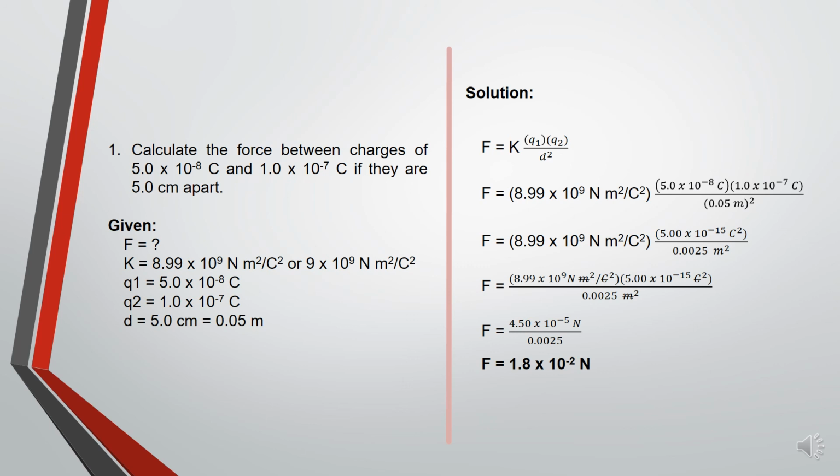And then, i-multiply natin yung value ng nasa numerator natin or yung sa electric charges natin dun sa mismong constant value natin ng Coulomb's. So, we have here 8.99 times 10 raised to 9 Newton meter squared per C squared times 5.00 times 10 raised to negative 15 C squared over or divided by 0.0025 meter squared.